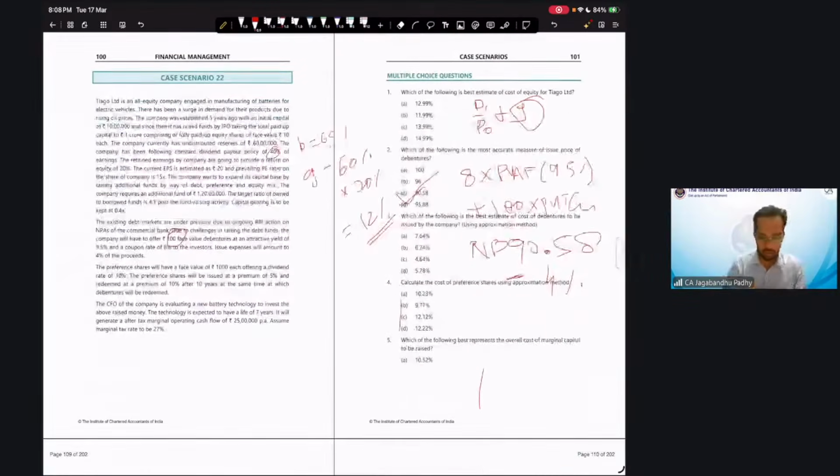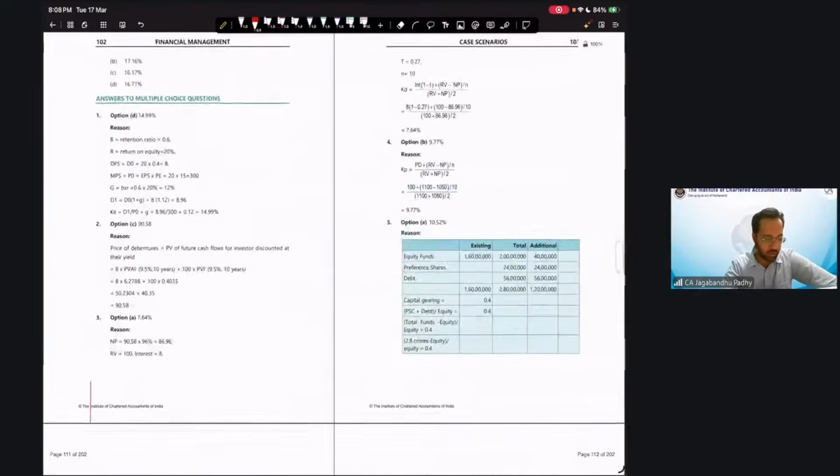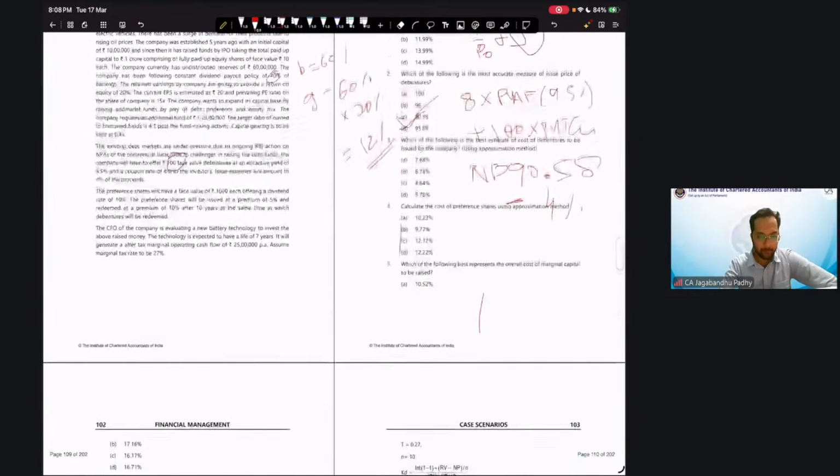Same way, we can calculate the preference share cost. Preference shares have a face value of 1,000 each, offering a dividend rate of 10%. Preference share will be issued at a premium of 5%, so issue price is 105. Redeem at a premium of 10%, so 110 is the redemption price. After 10 years, at the same time at which the debentures will be redeemed, the preference shares will be redeemed. Face value is 1,000, so I can get the preference dividend as 100. Redemption value is 1100 minus net proceeds 1050, divided by 10. And then you take the denominator as the average of both.